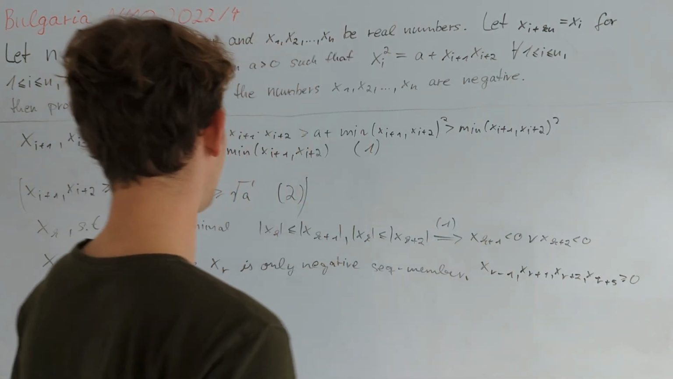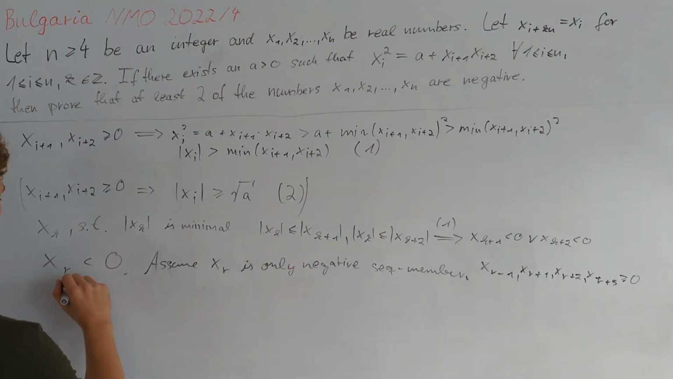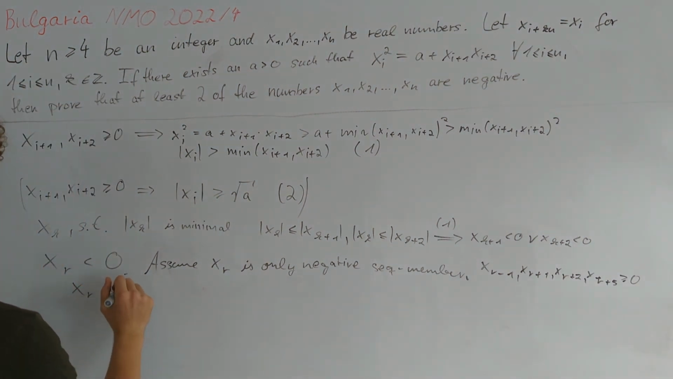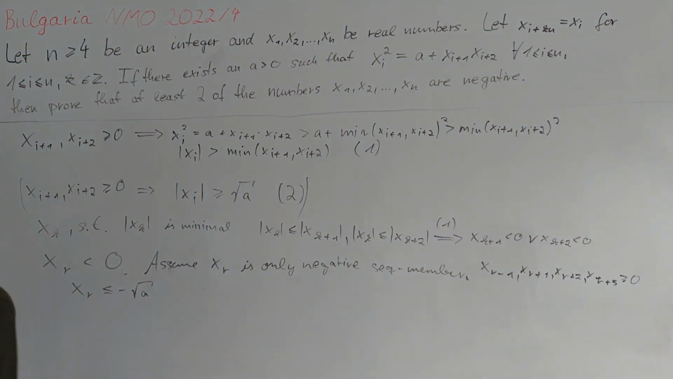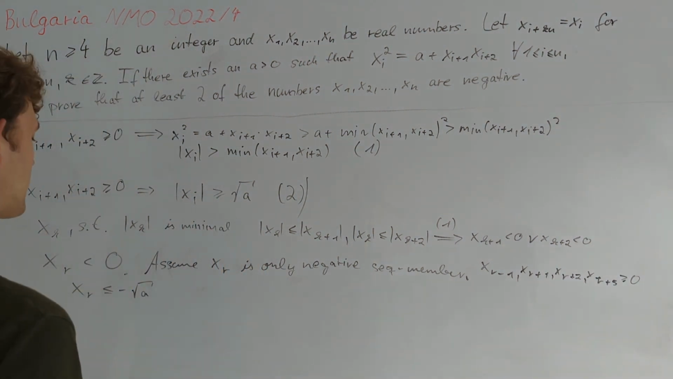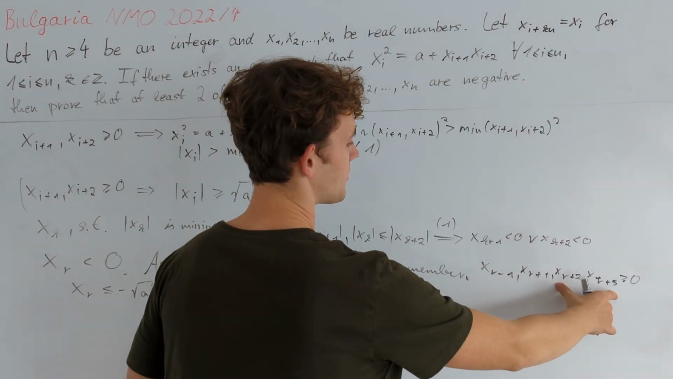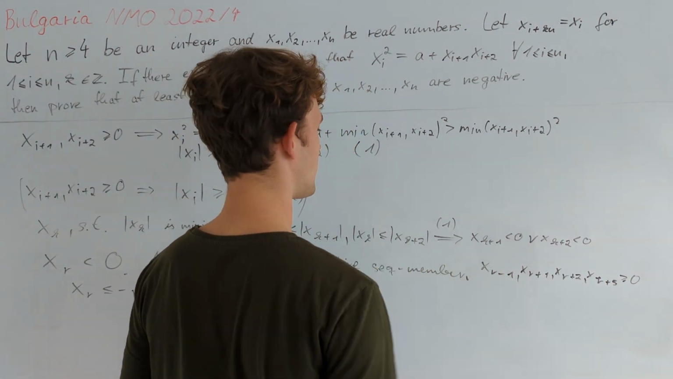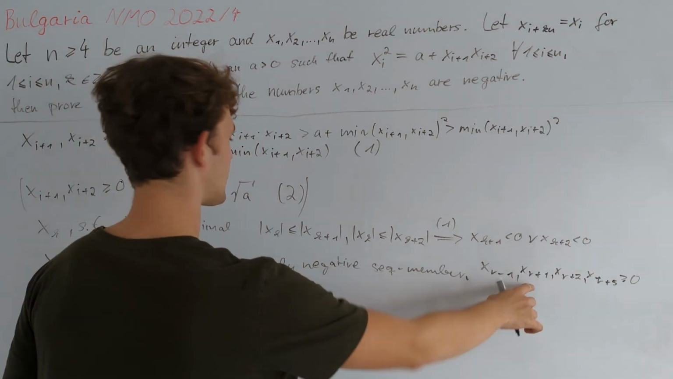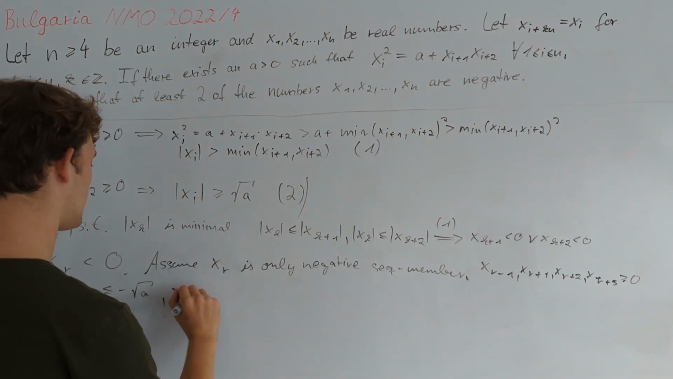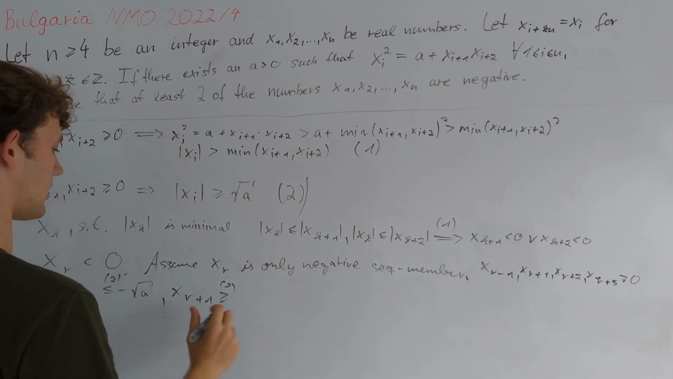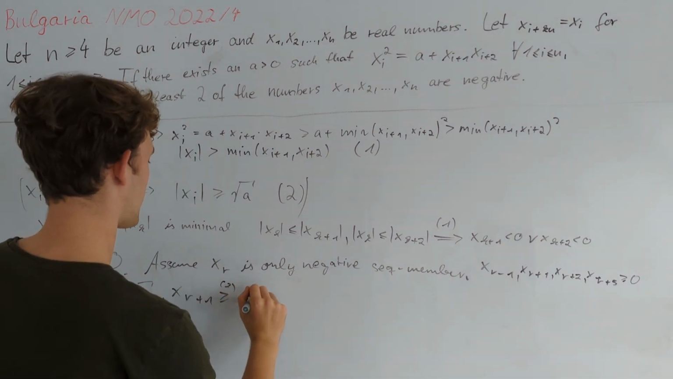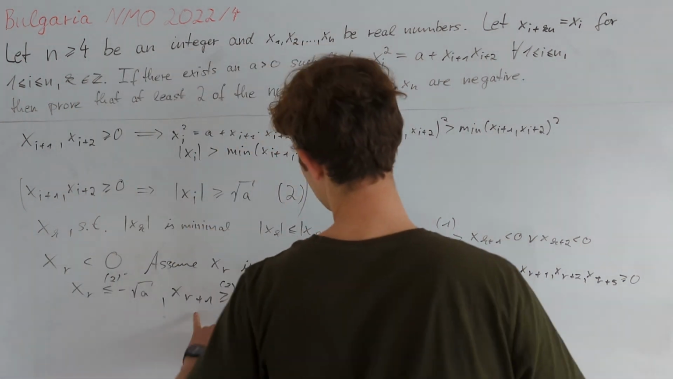By equation 2, this tells us that xr is less than or equal to negative the square root of a, because the two next sequence terms are non-negative. Therefore the absolute value of xr is greater than or equal to square root of a. Furthermore, because xr plus 2 and xr plus 3 are also non-negative, we can do the exact same thing for xr plus 1. Thus, equation 2 tells us that xr plus 1 is greater than or equal to the square root of a because it is non-negative.